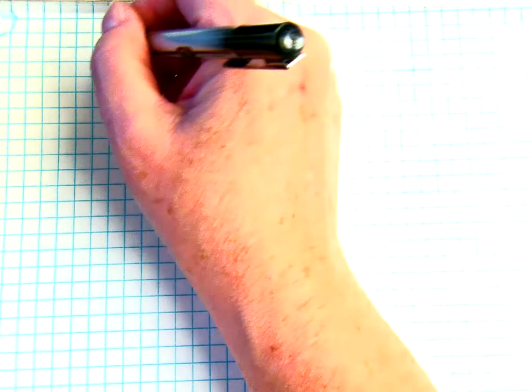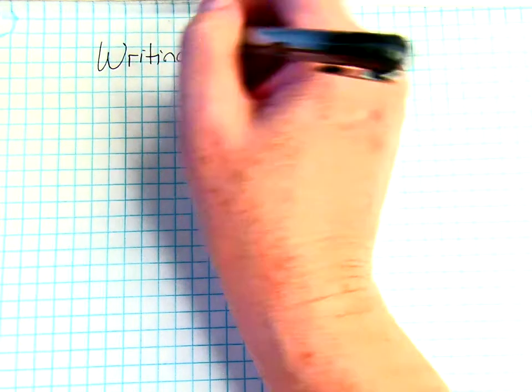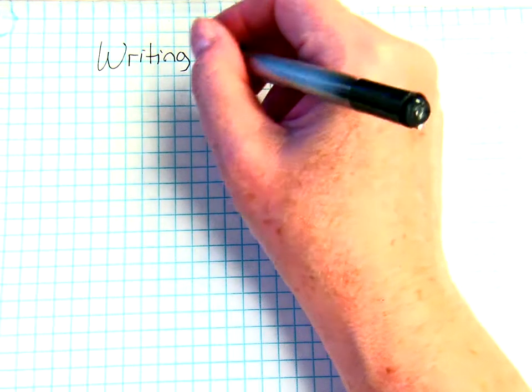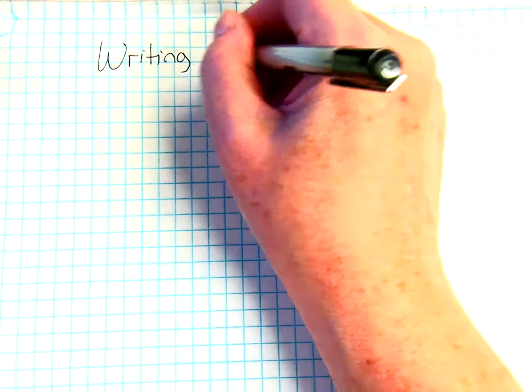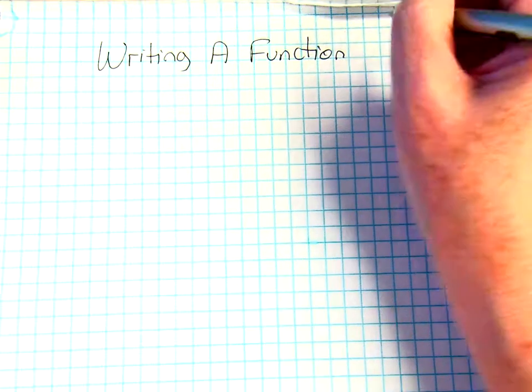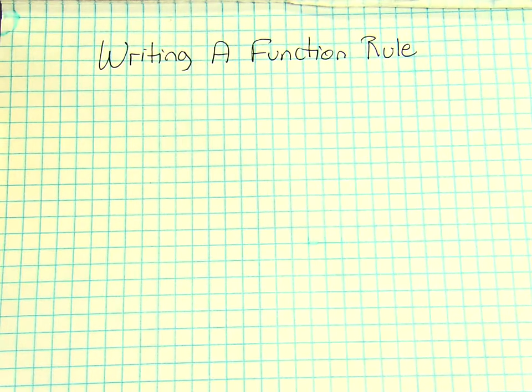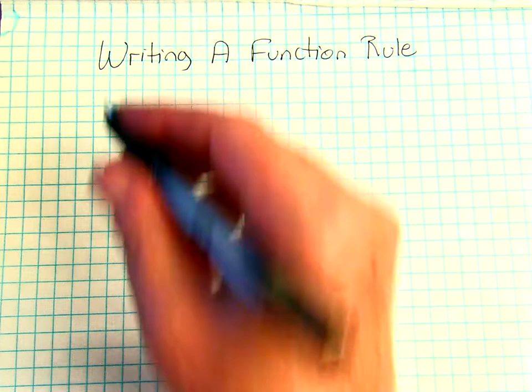Okay, so today we're going to talk about writing a function rule, and part of it is writing a function rule from a table, and then we are also going to write a function rule from words, a real-life problem. So we are writing function rules. So let's go ahead and start out with talking about our tables.